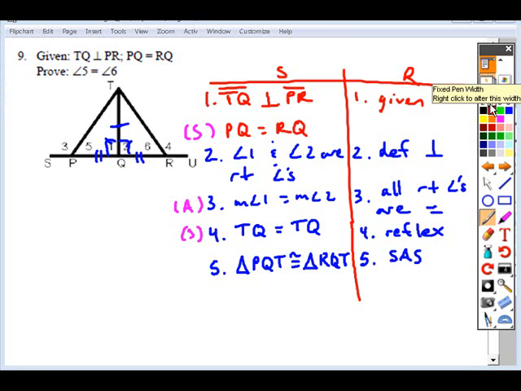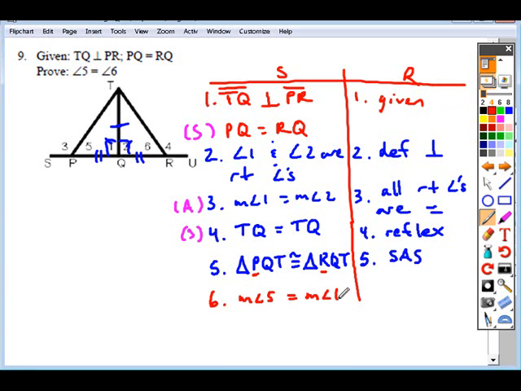And finally, our last step would be to show that these corresponding pieces, angle P and angle R, do coincide. So we know that measure of angle 5 does equal measure of angle 6. And the reason is what? CPCTC, corresponding parts of congruent triangles are congruent, or we could also call it definition of congruence. Either of those will work. So this is your complete proof.